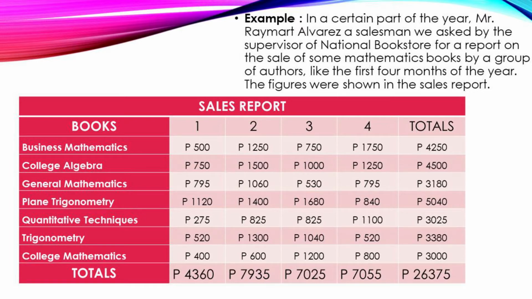For the third month: 750 plus 1,000 plus 530 plus 1,680 plus 825 plus 1,040 plus 1,200 is equal to 7,025 pesos in the third month.